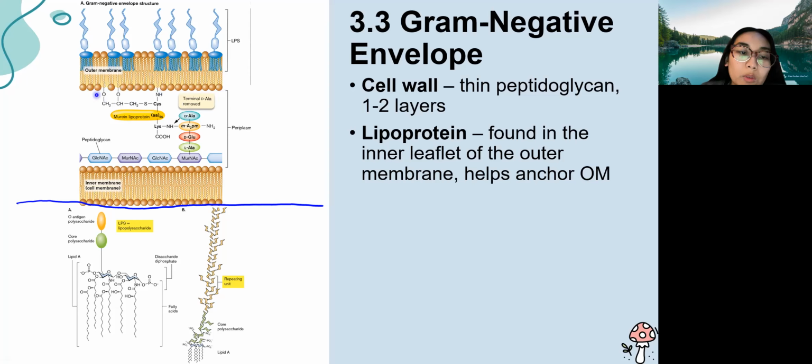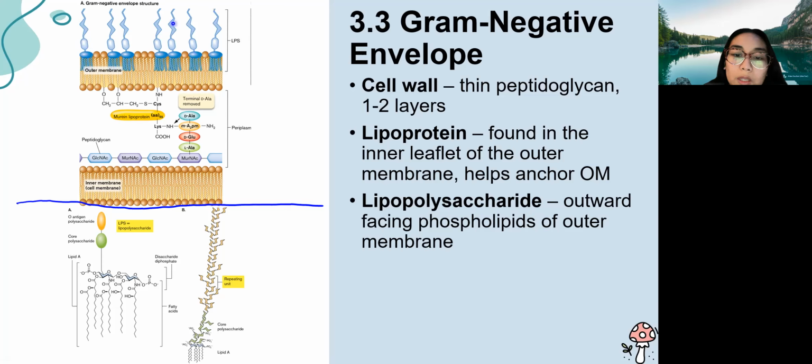Okay, and then on the outer side of the outer leaflet of the outer membrane, you have this specific type of molecule called the lipopolysaccharide. So lipo means lipid, polysaccharide means a bunch of sugars. Okay, and so that's to be found on the outer membrane.